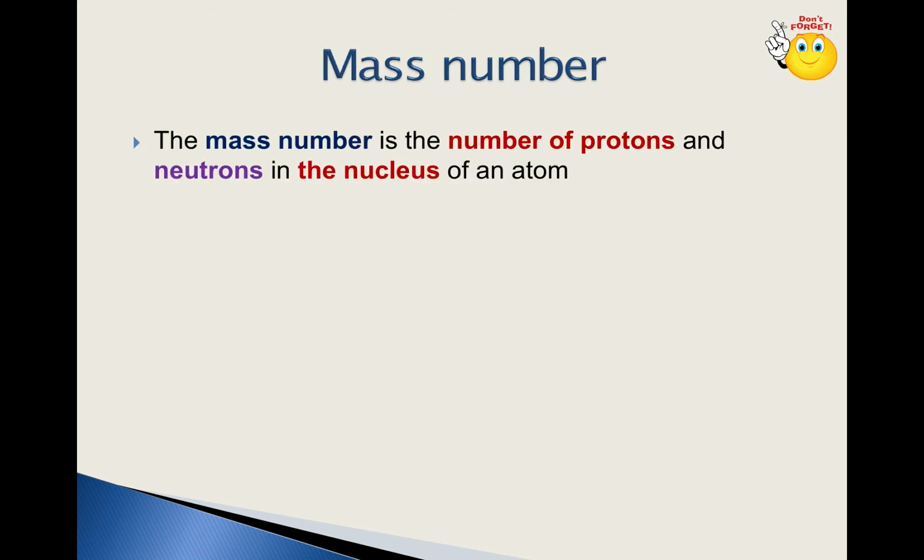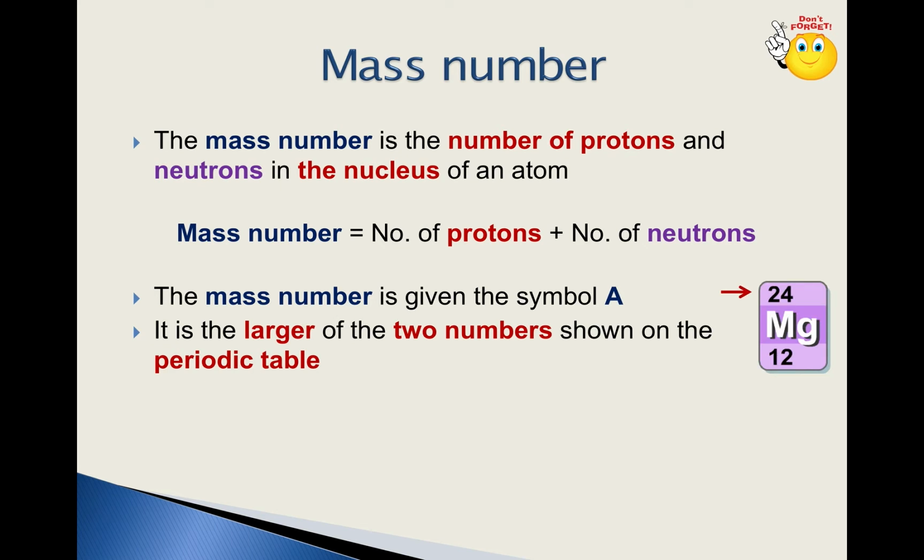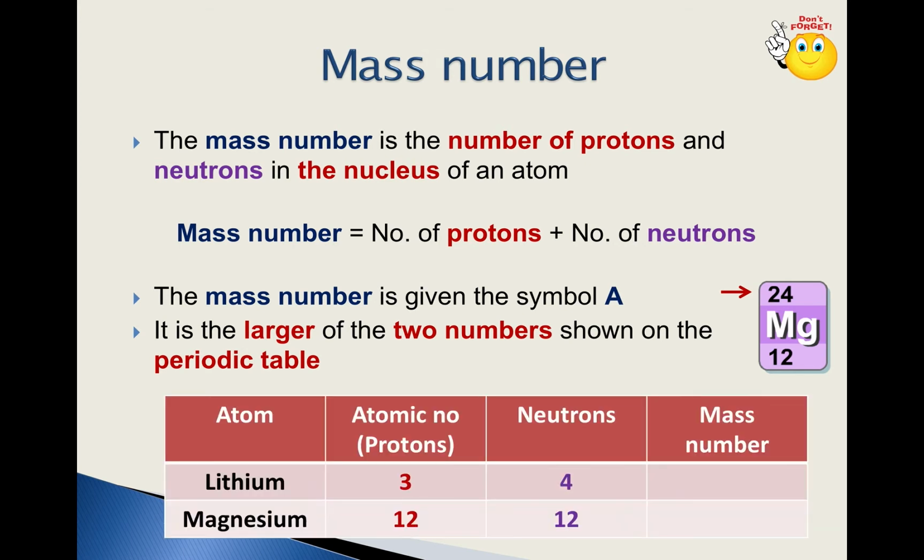The mass number is the total number of protons and neutrons in the nucleus of an atom. The mass number is also the bigger number of the two on the periodic table. It's given the symbol A. And if we look at this example of magnesium, there are two numbers, 24 and 12. 12 is the atomic number and 24 is the mass number. That is the total number of protons and neutrons in the nucleus of magnesium.